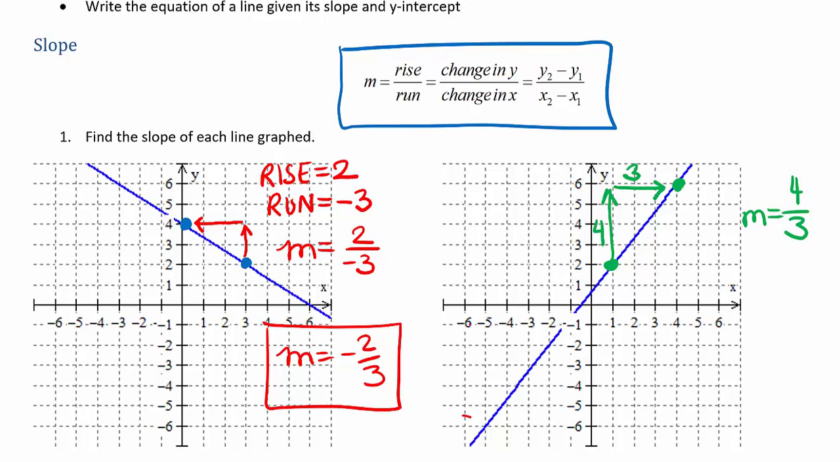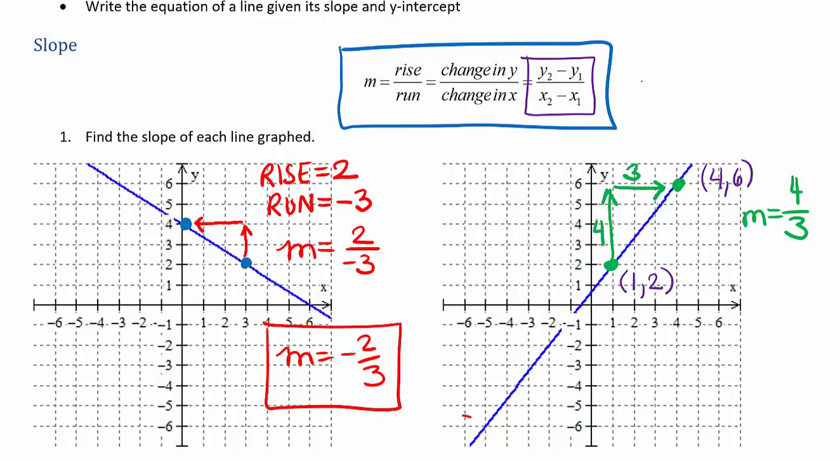Now, the second part of this formula describes how you can find the slope if you're not given a graph, although we could actually use that formula in these problems as well. Notice that the first point that I chose was x = 1, y = 2, and the second point I chose was x = 4, y = 6.